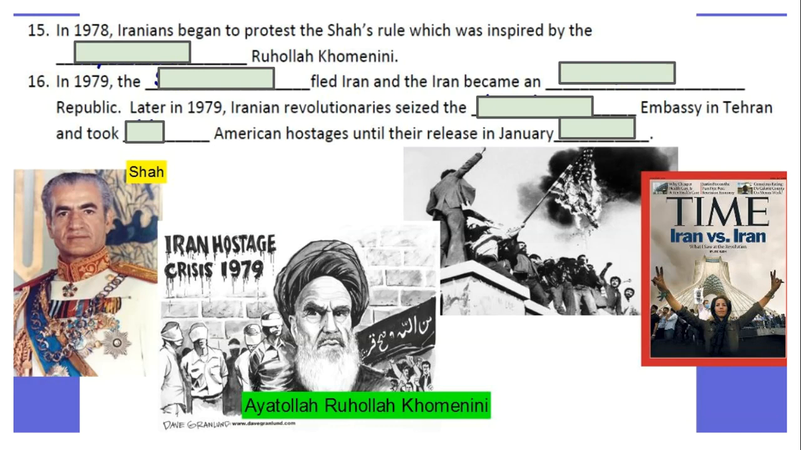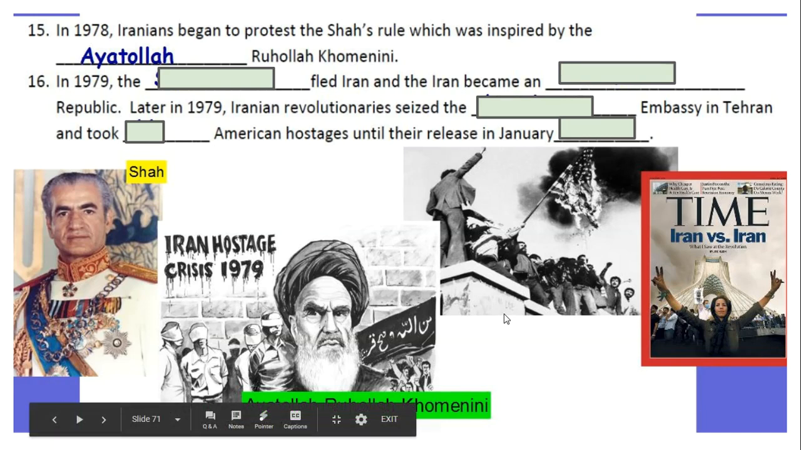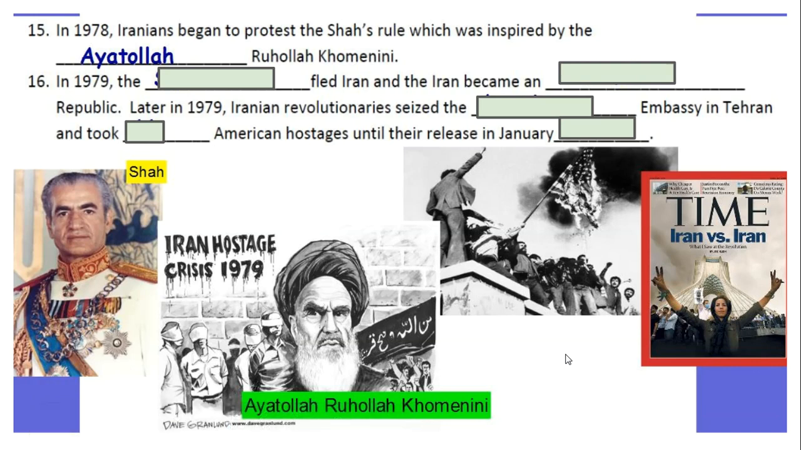In 1978, Iranians began to protest the Shah's rule, which was inspired by the Ayatollah Ruhollah Khomeini, who you can see in the image down below here. The Shah, as we mentioned before, had used secret police through basically the 1950s, 60s, and early 70s to spy on those people who were being rebellious.